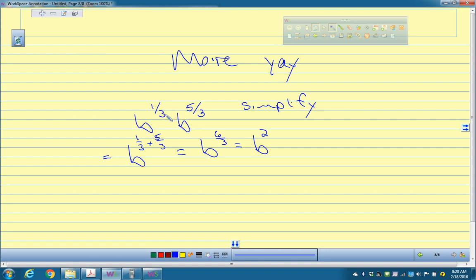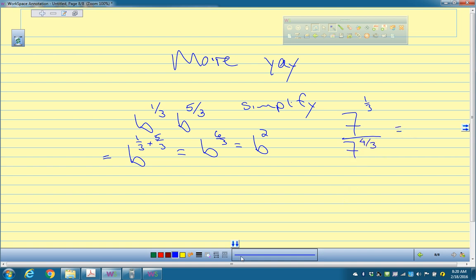What if I had, let's do one like this. Ooh, you're going to hate this one. Should we use whiteboards? Yeah, let's use, well, first I'll give you this. You try, okay? 7 to the 1/3 over 7 to the 4/3.